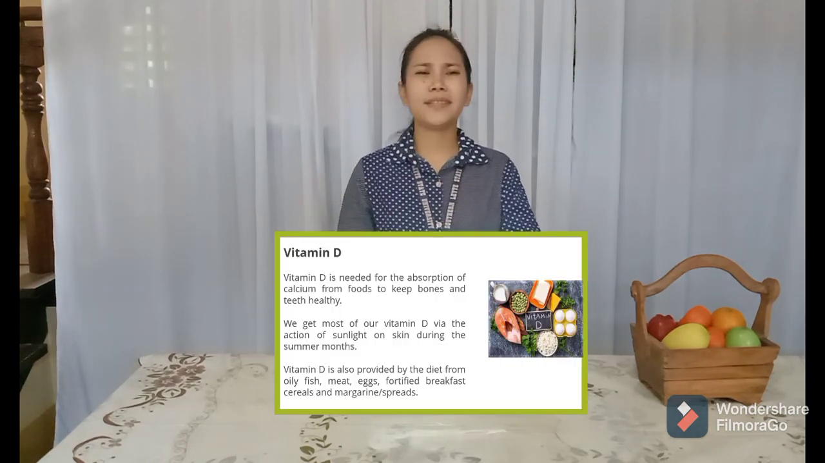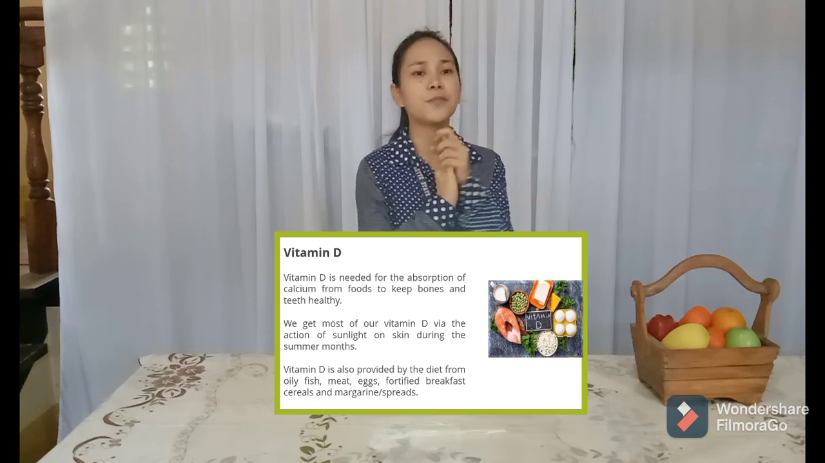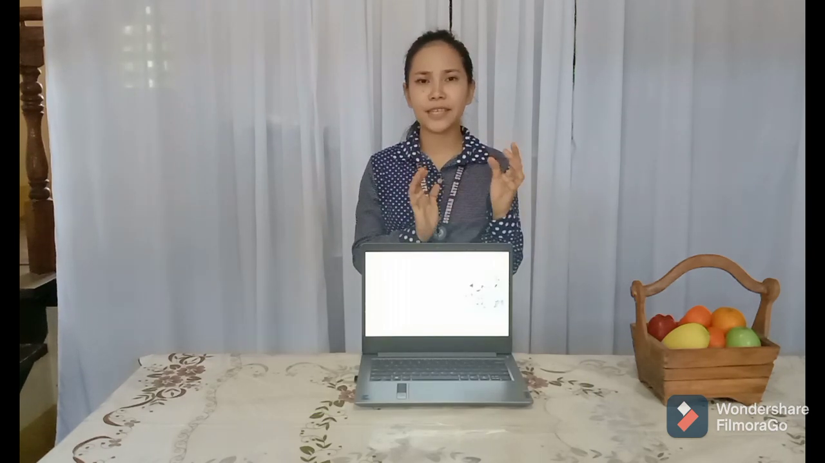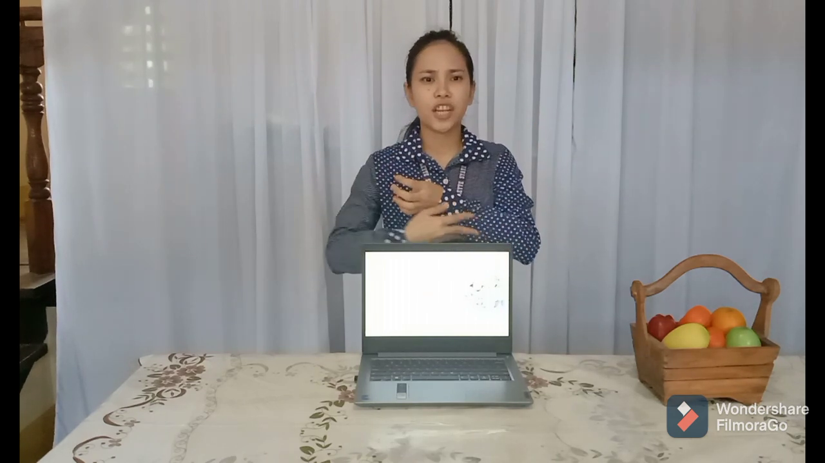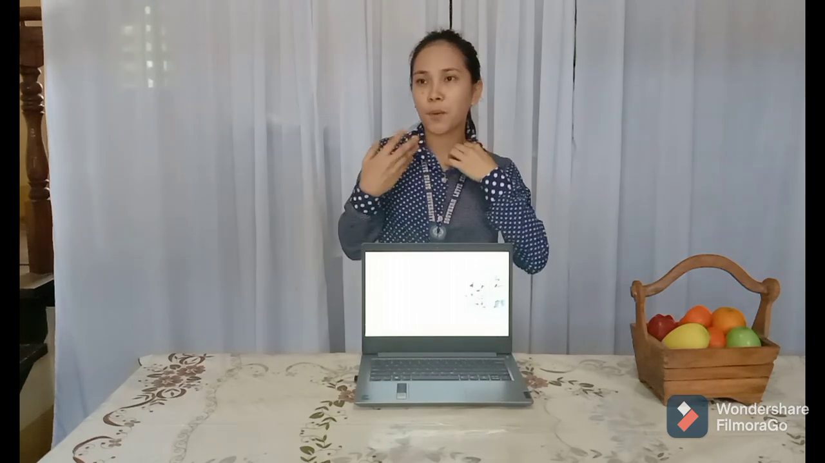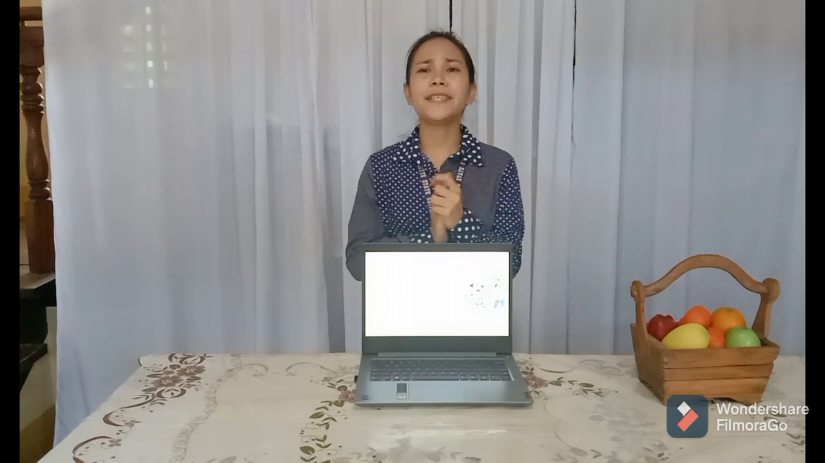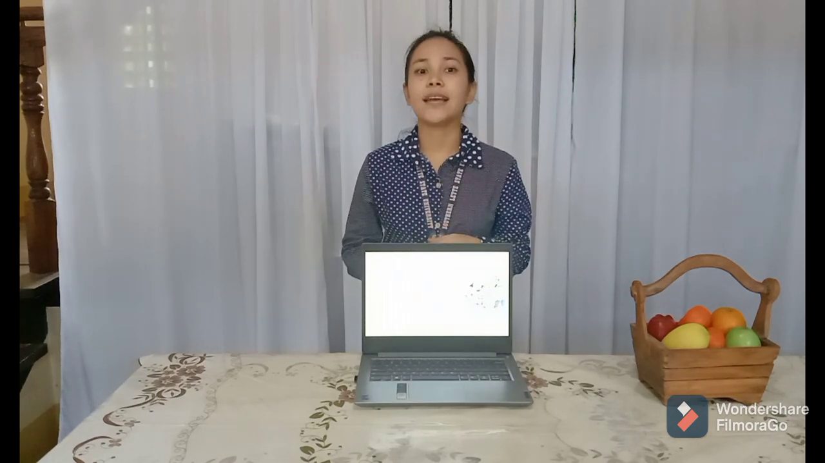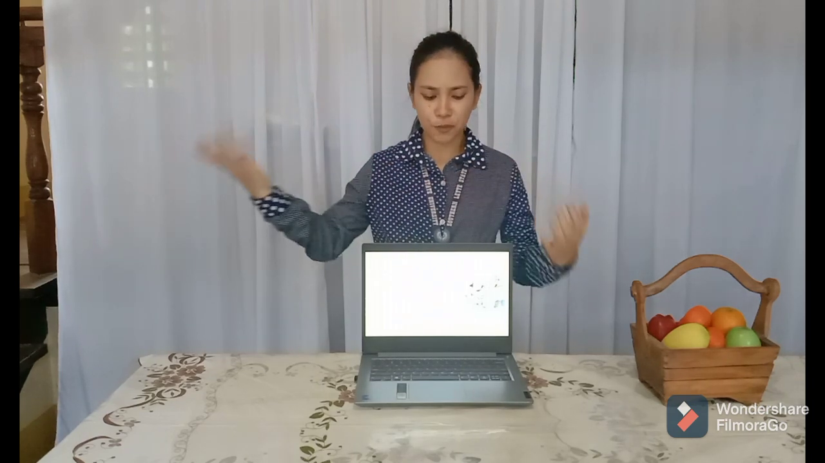And then next, vitamin D is needed for the absorption of calcium from foods to keep bones and teeth healthy. We get most of our vitamin D via the action of sunlight on our skin during the summer months, or when we expose our skin to the sunlight but not too hot. Vitamin D is also provided by the diet from oily fish, meat, eggs, fortified breakfast cereals, margarines, and other spreads.